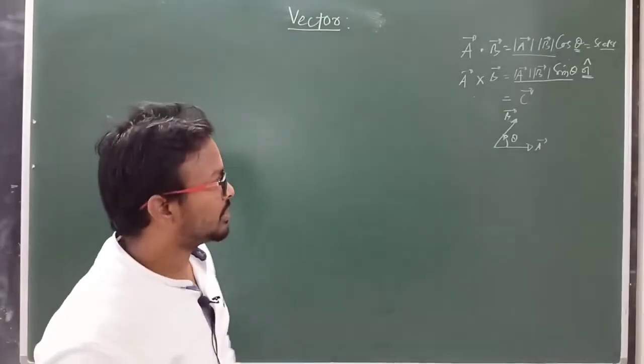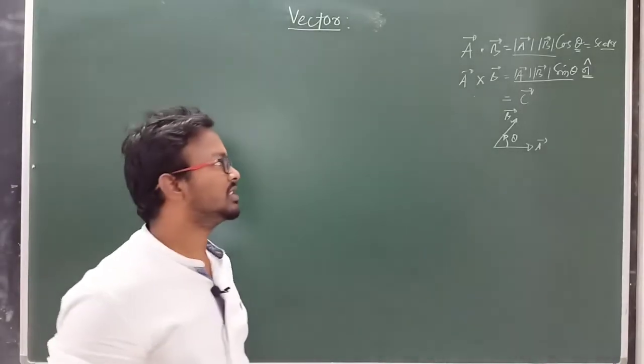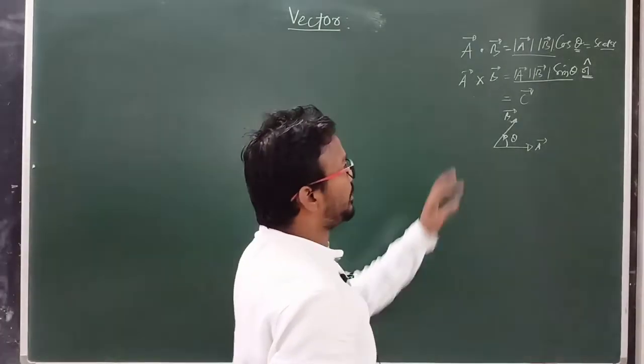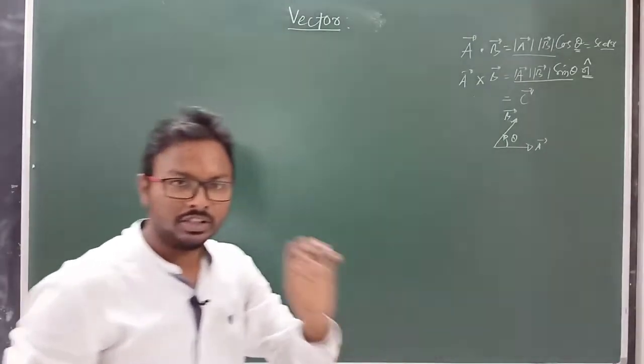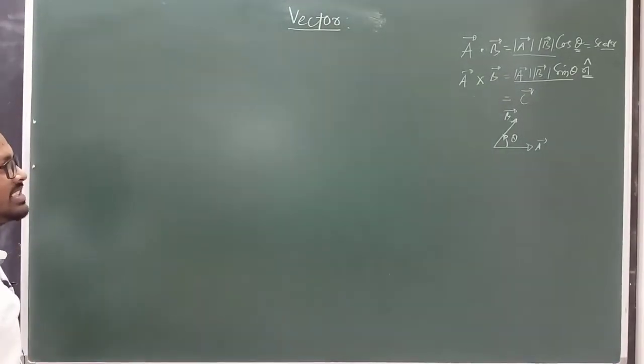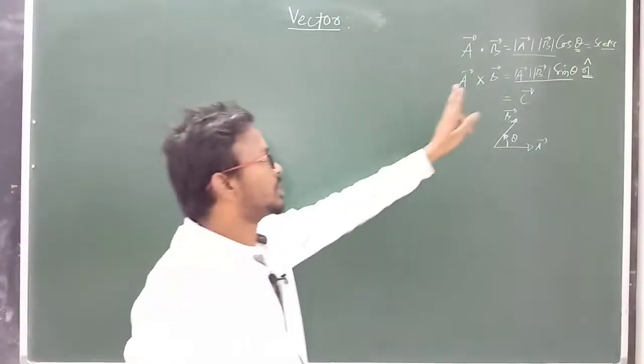Clear? So this is known as the right hand palm rule. You have to remember this rule to find the direction of the cross product of two vectors, or to find the direction of the third vector c. Clear? Now we will start applications of the cross product of two vectors.